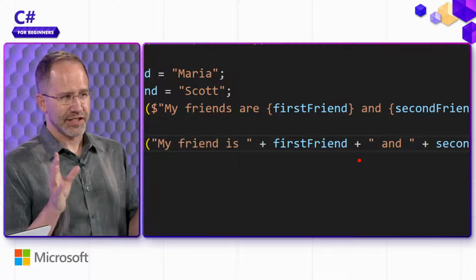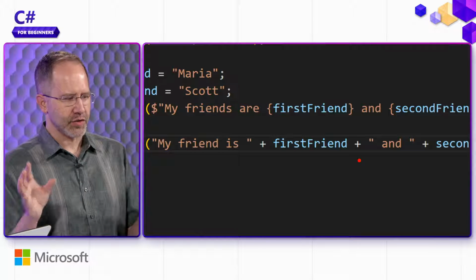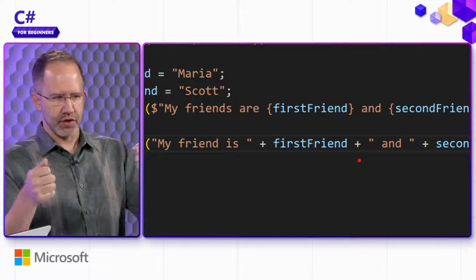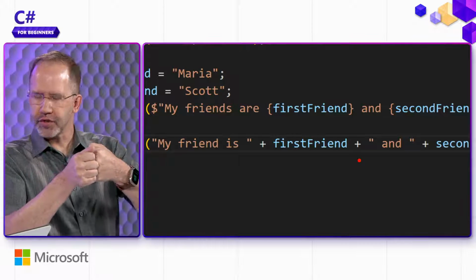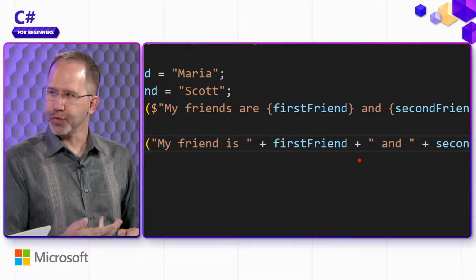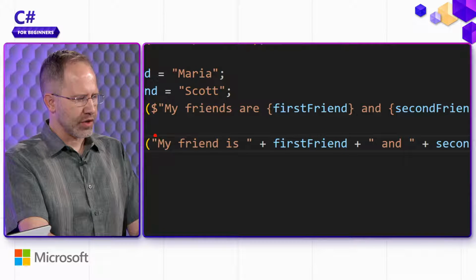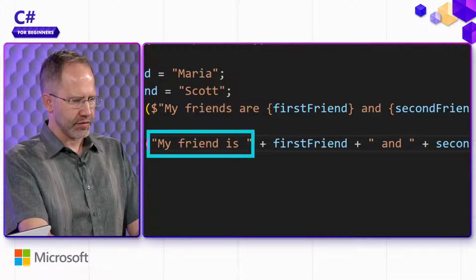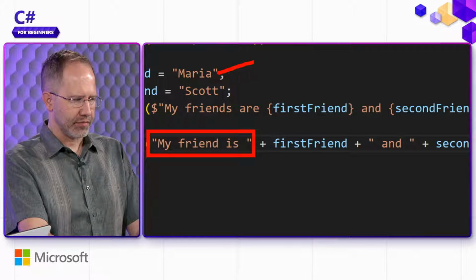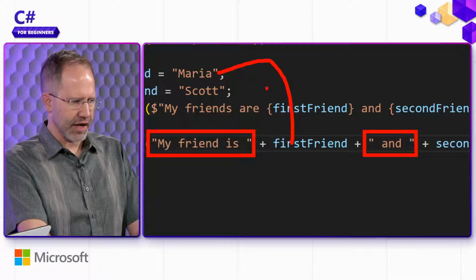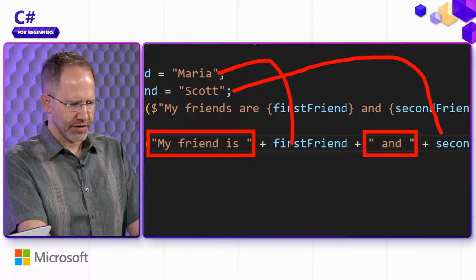Gotcha. That seems like a lot. Let's break it down as we get towards the end, because that's a lot of words. We heard concatenation: to take two things and put them next to each other. Concatenate. And then interpolate, which is like interpret. So here we just said, my friend is, that's a string, plus Maria, plus and, plus our second friend, Scott.